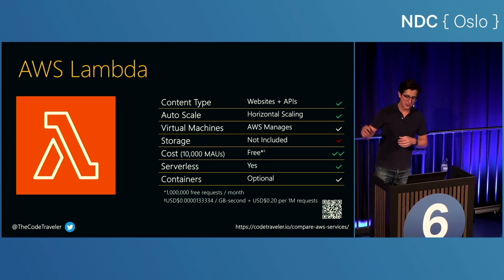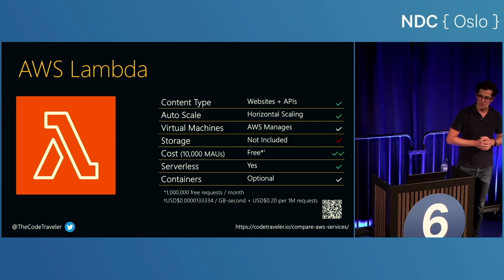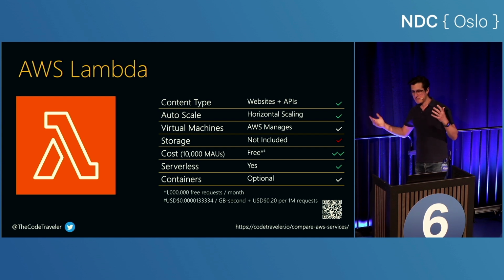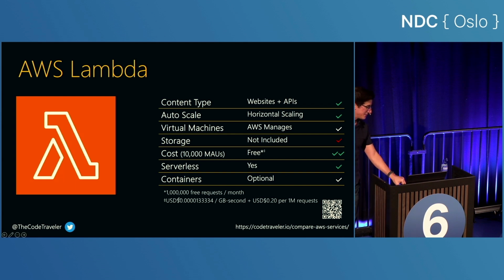And so obviously with auto scaling, it's going to do horizontal scaling for you, no problem, because it always will scale up and scale down based on your user demands. It's basically free for 10,000 monthly active users. It's serverless, and of course, you can also use containers if you want to, say, Dockerize your application before pushing up to AWS Lambda.